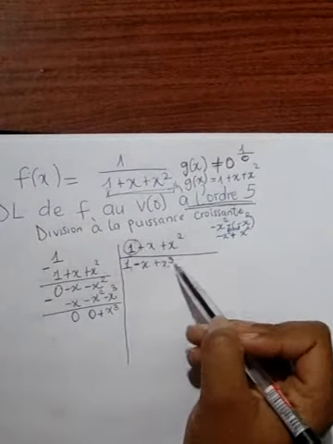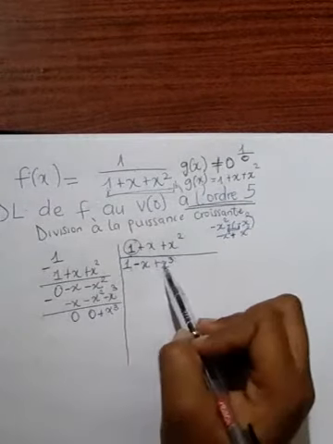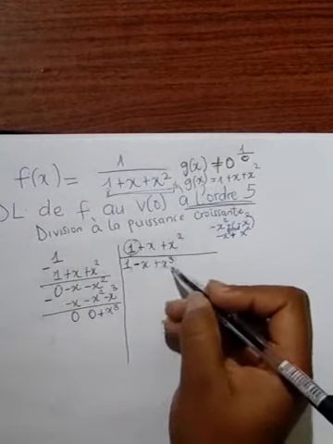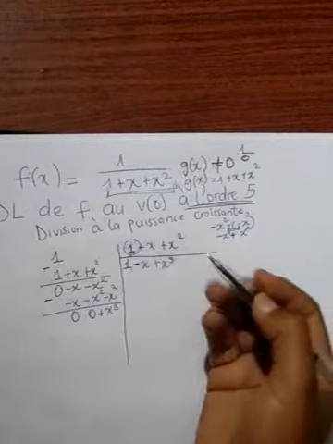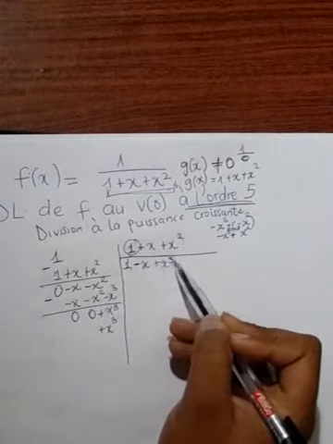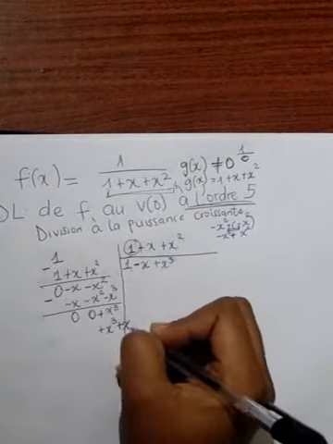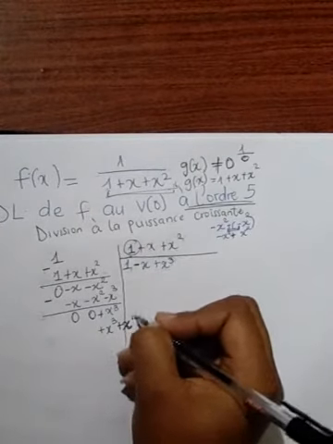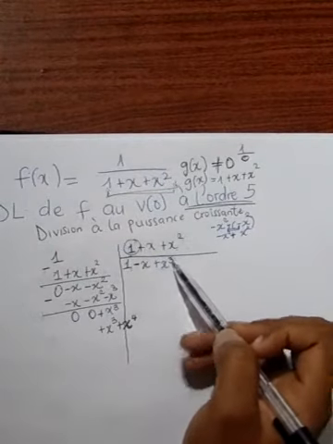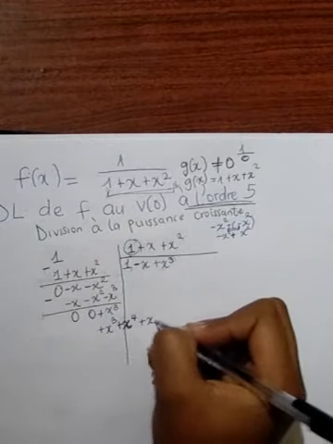So we are multiplying plus x raised to the power of 3 with 1, plus x raised to the power of 3 with x, multiplying plus x raised to the power of 3 with plus x raised to the power of 2. So plus x raised to the power of 3 times 1, that will give us plus x raised to the power of 3, plus x raised to the power of 3 times plus x, that will give us plus x raised to the power of 4, and then plus x raised to the power of 3 times x raised to the power of 2, that will give us plus x raised to the power of 5.